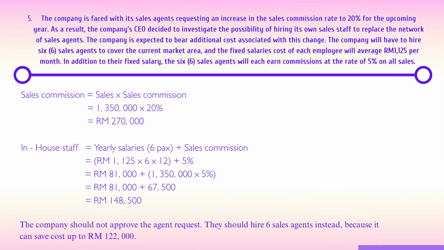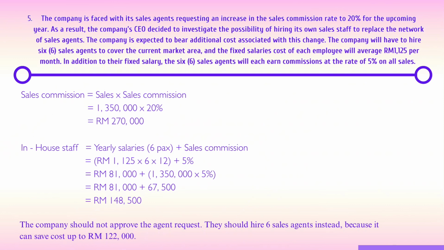For number 5 situation, the company is facing a request from sales agents to increase the commission rate to 20%. Based on the total annual sales of 1,350,000 ringgit, the total commission cost will be 270,000 ringgit per year.